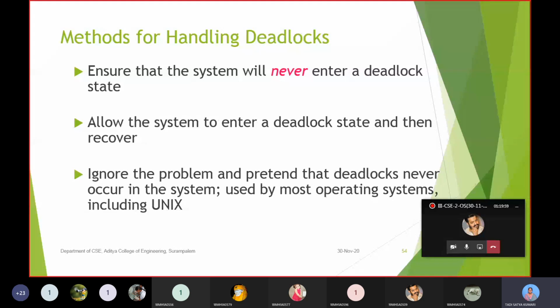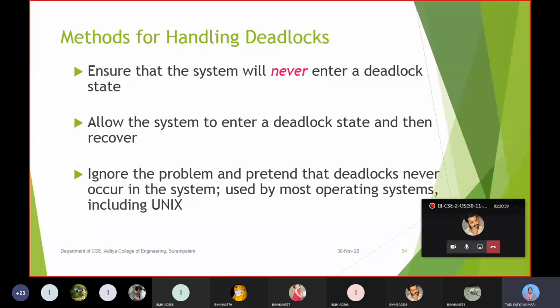So this is the first method we can handle the deadlock. The second one is to allow the system to enter a deadlock state and then recover. That means the system will enter the deadlock state and we will resolve the deadlock problem by using different methods, which we will discuss in the next topics. So we are not avoiding or preventing the deadlock. We are allowing the system to enter the deadlock, and after it enters, we try to recover the system from the deadlock. That is the second method.